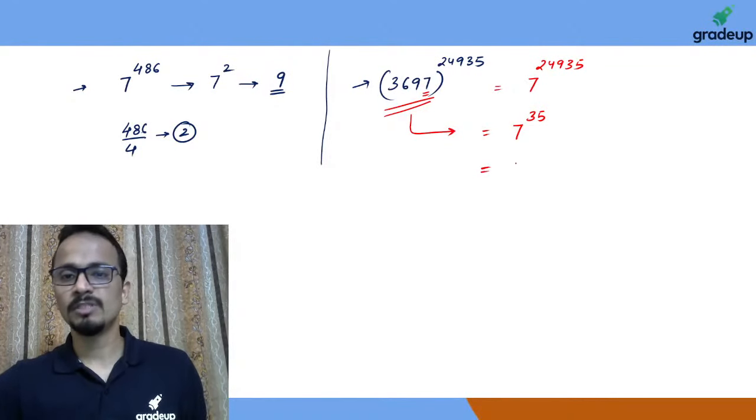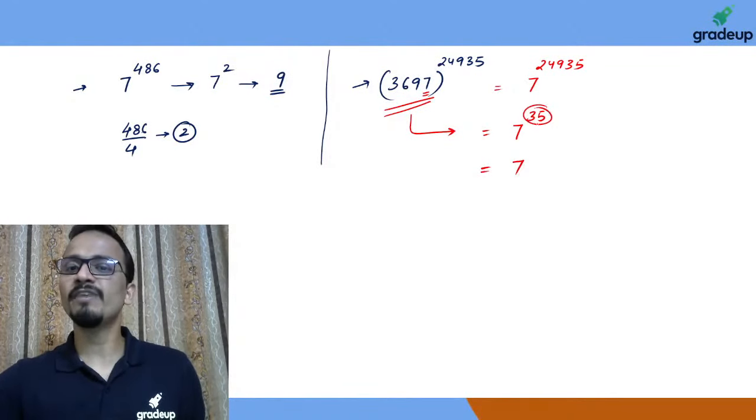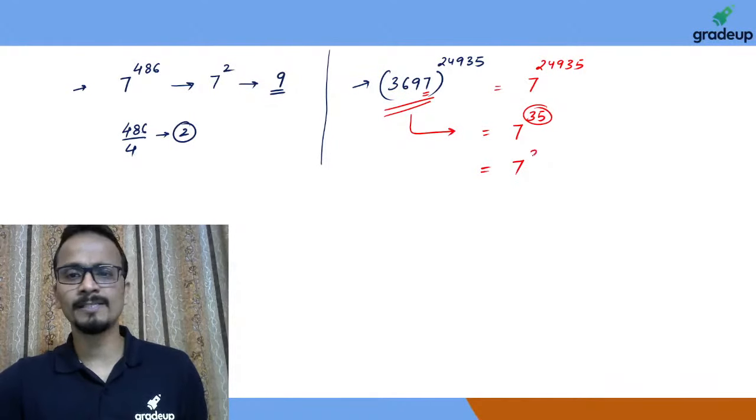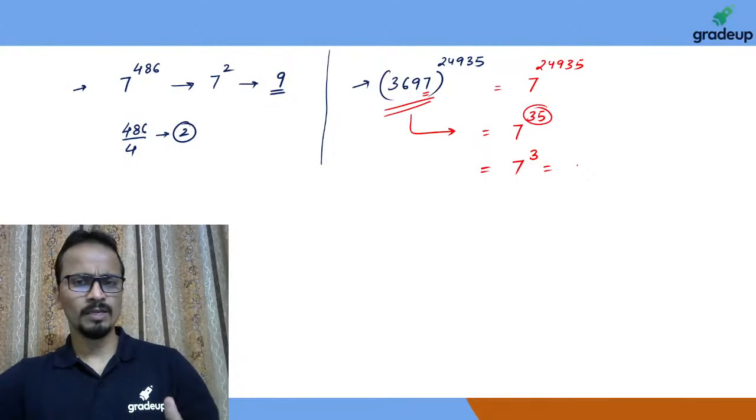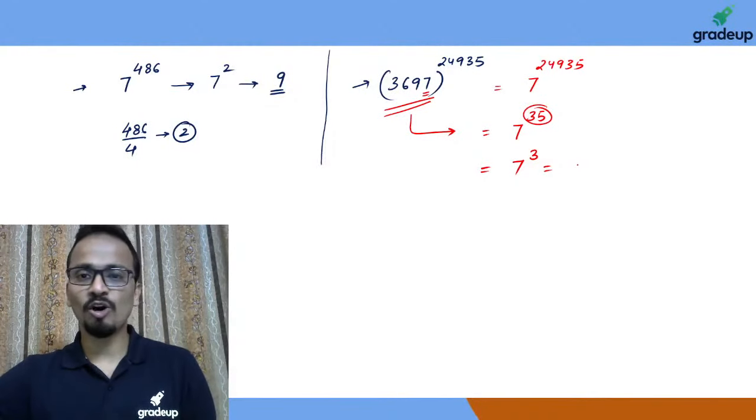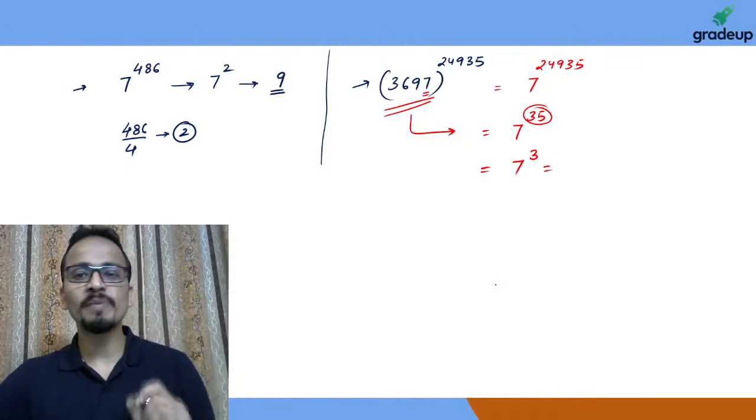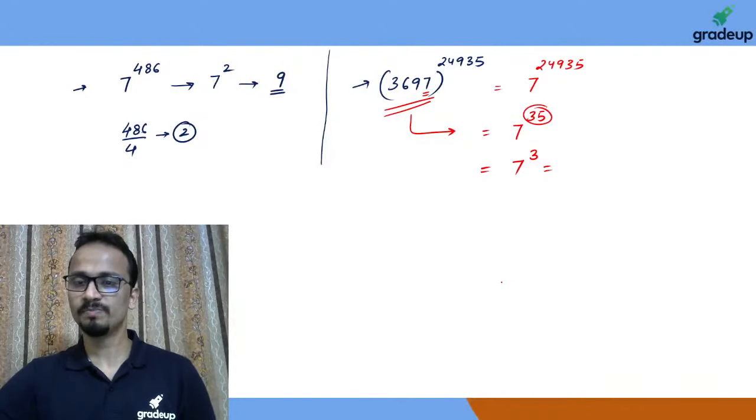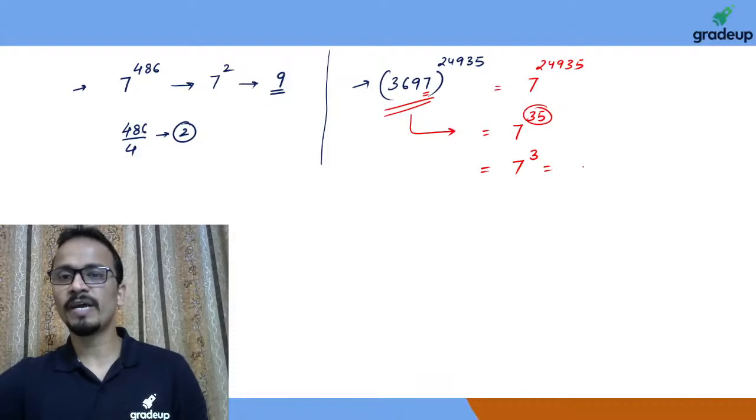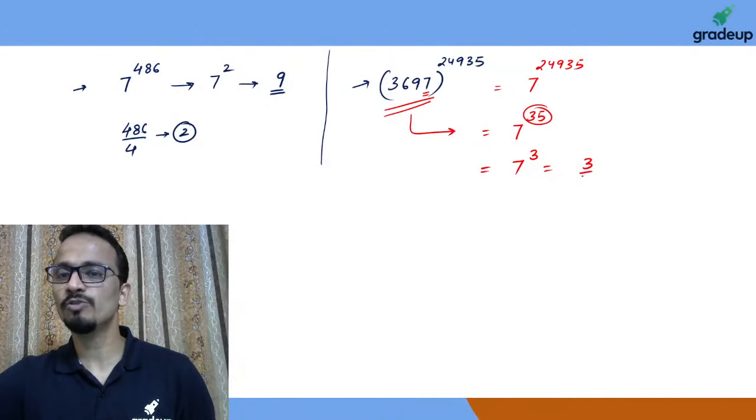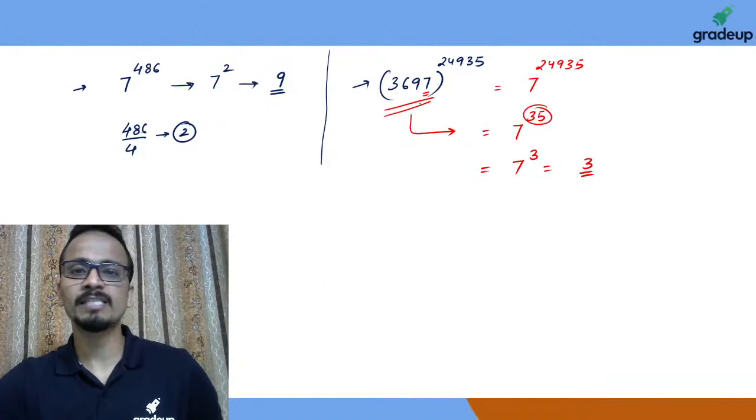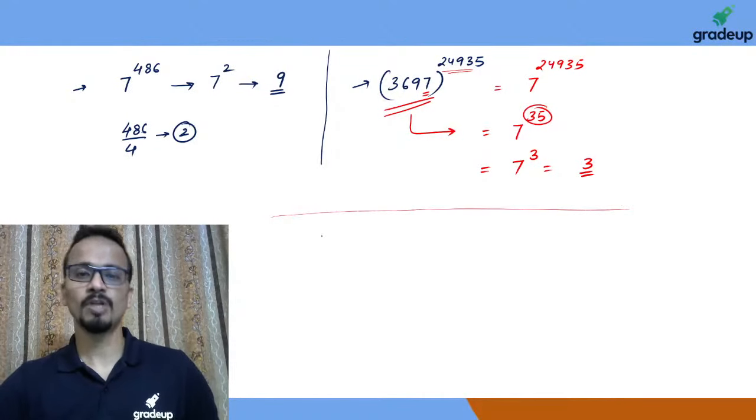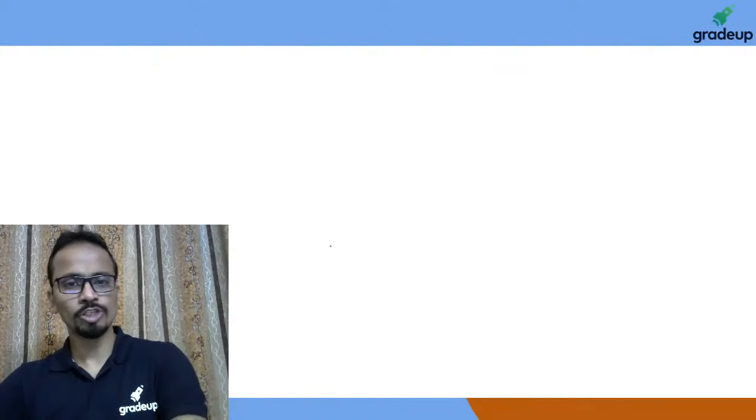Now 35 when divided by 4, the remainder is 3. Just write the unit digit of 7 cube. As a part of the preparation for CAT, you should also remember the value of 7 cube. Never mind, just write the unit digit. It will be equal to 3. Fine. So the unit digit of 3697 raised to such a big power is equal to 3.